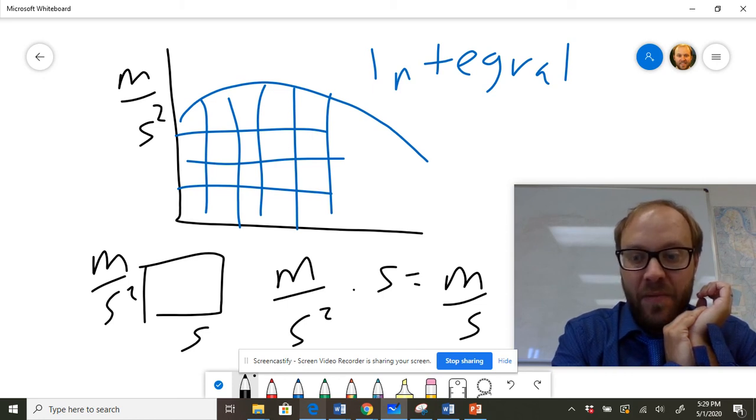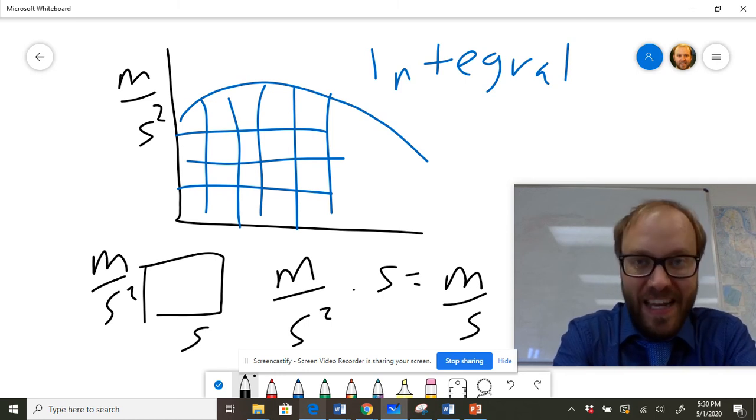Okay. Anyway, the big takeaway here: when you're finding a derivative, when you're finding a rate of change, you're dividing your y coordinate by your x coordinate. When you are finding a definite integral, you are multiplying the x and y coordinates. And so you can multiply your x and y units to find out your final units when you find an integral.